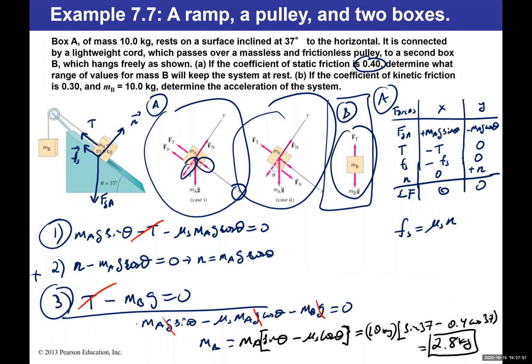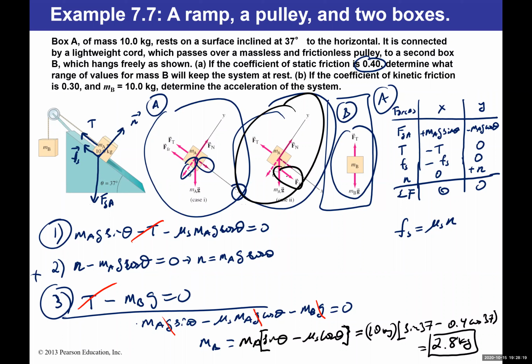Now let's look at case 2. Case 2 is basically preventing object A from going up. That means if B is too heavy, it will go down and mass of A will start sliding upward. And what we're saying here is that there's a maximum value of B where we can prevent that, because then this friction here will be strong enough to prevent that.